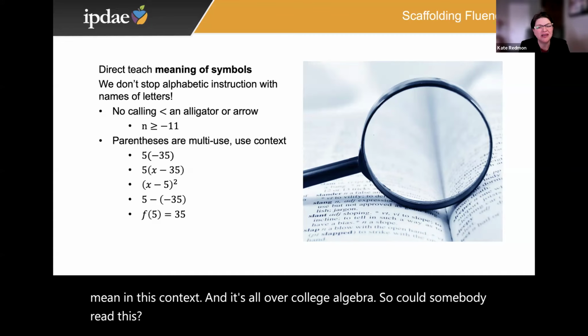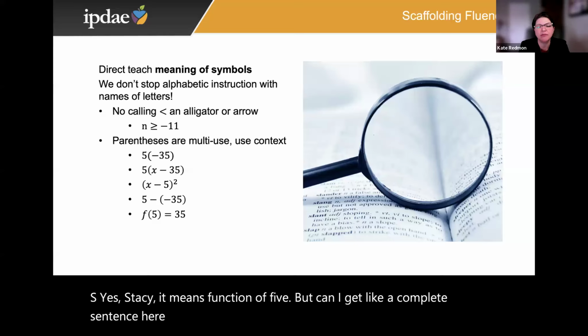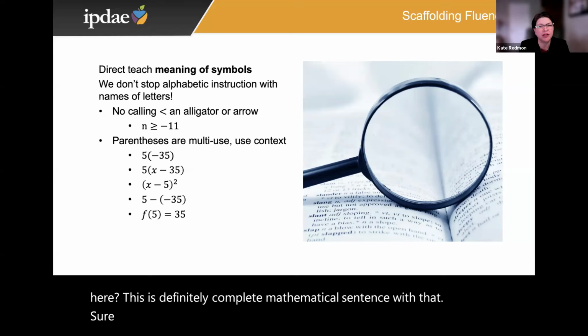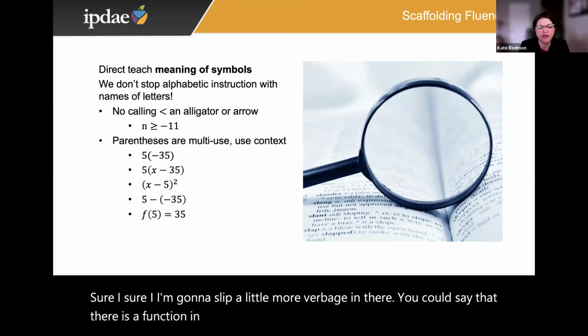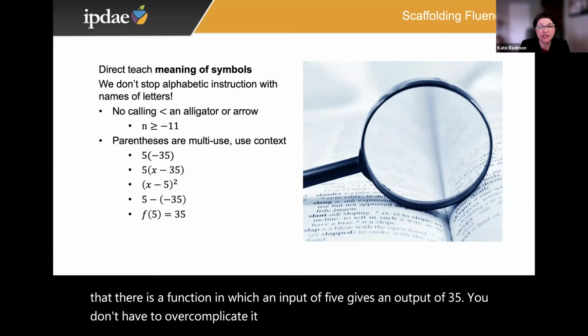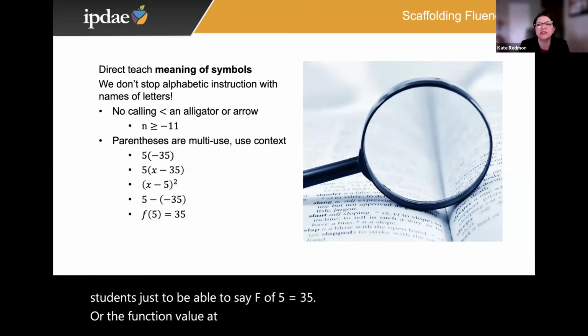Yes, Stacy, it means function of 5, but can I get a complete sentence here? This is definitely a complete mathematical sentence. I'm going to slip a little more verbiage in there. You could say that there is a function in which an input of 5 gives an output of 35. You don't have to overcomplicate it though. It would be sufficient for your students just to be able to say f of 5 equals 35, or the function value at 5 is 35. But f of 5 equals 35 is fine. I just don't want them saying f times 5.